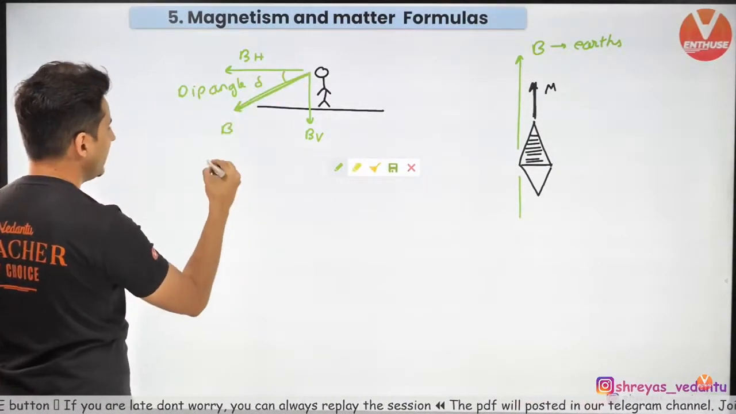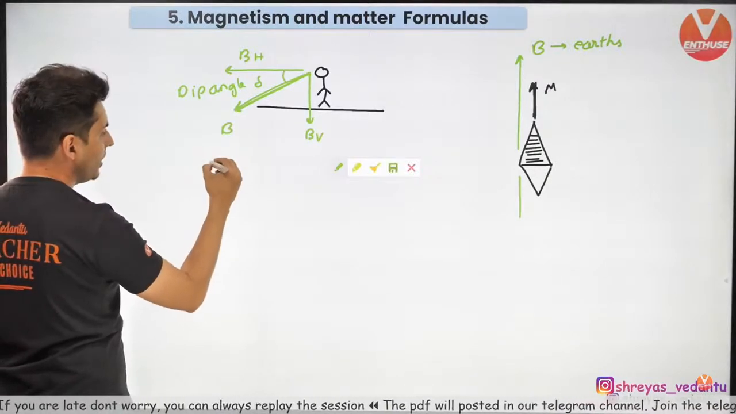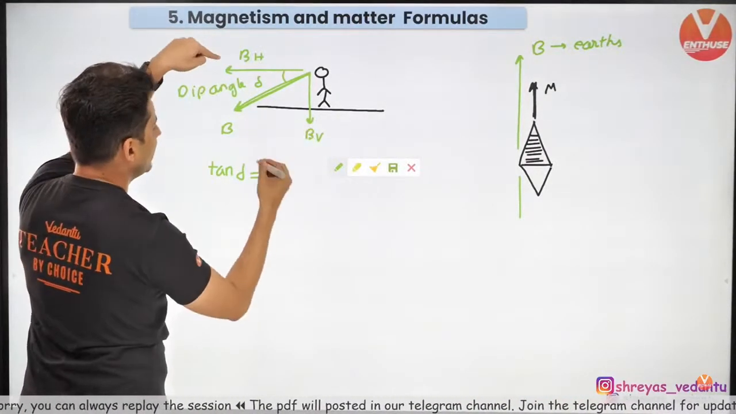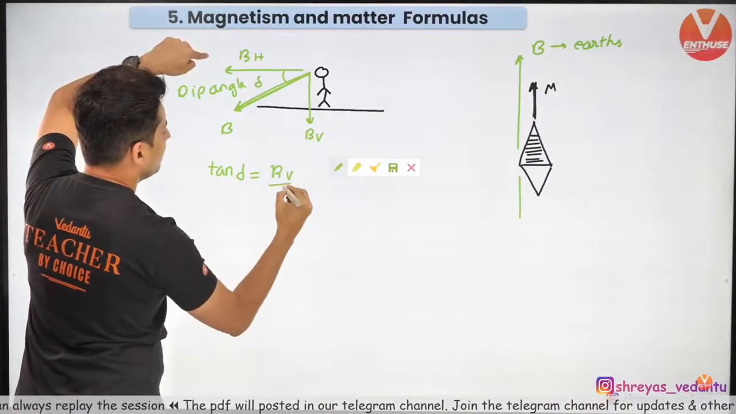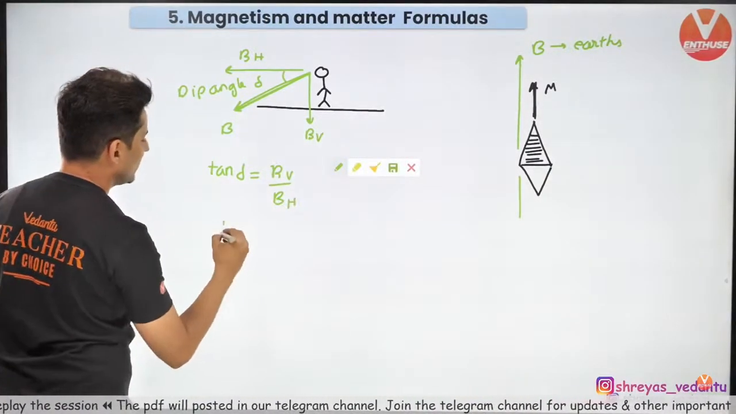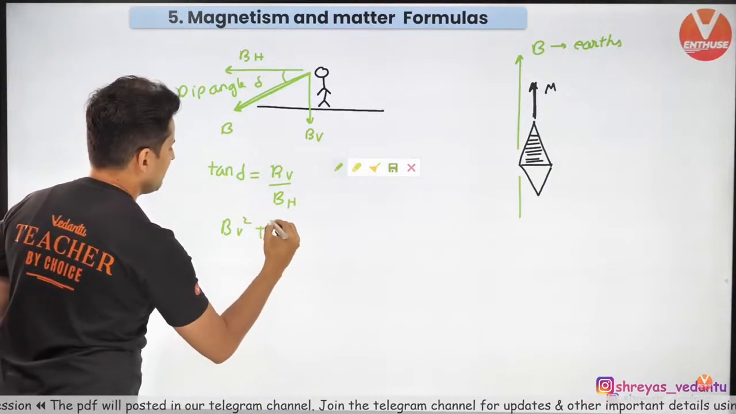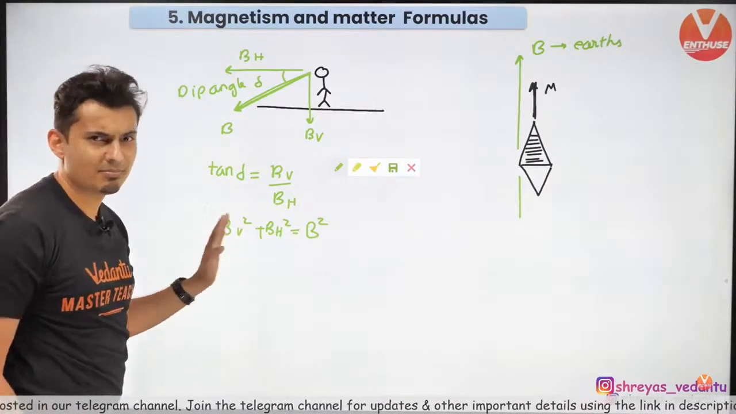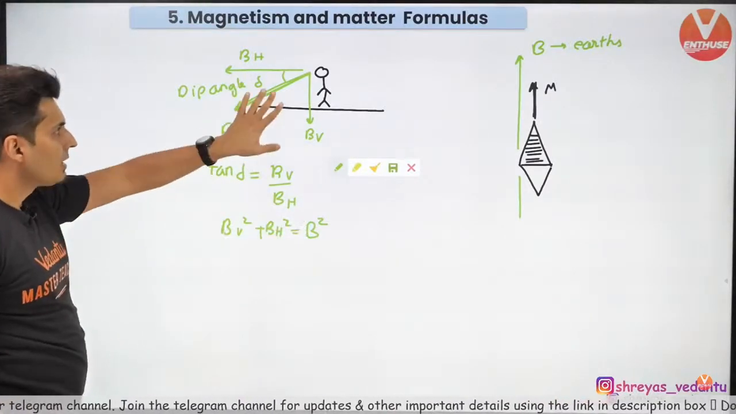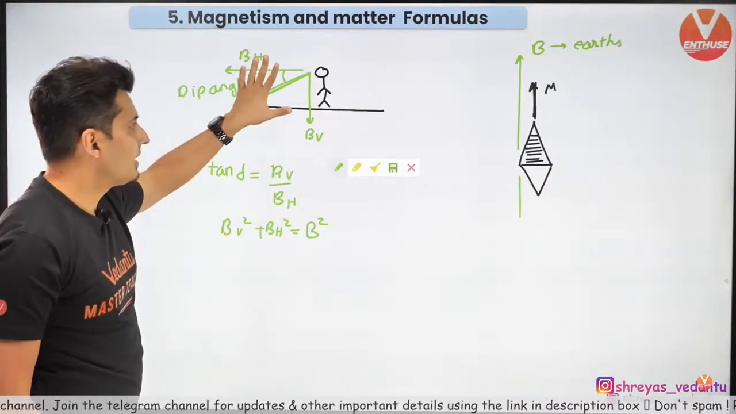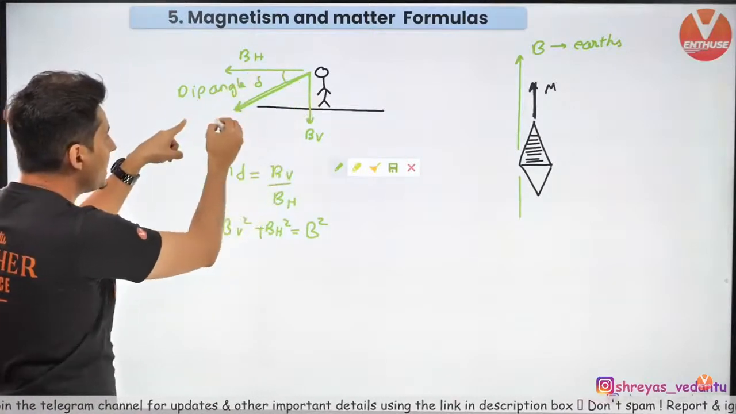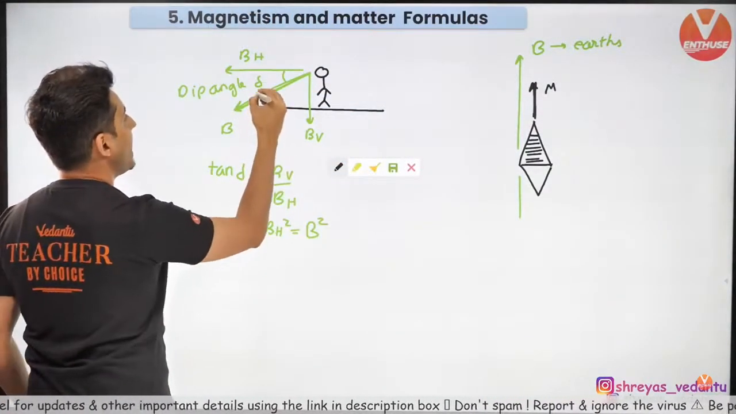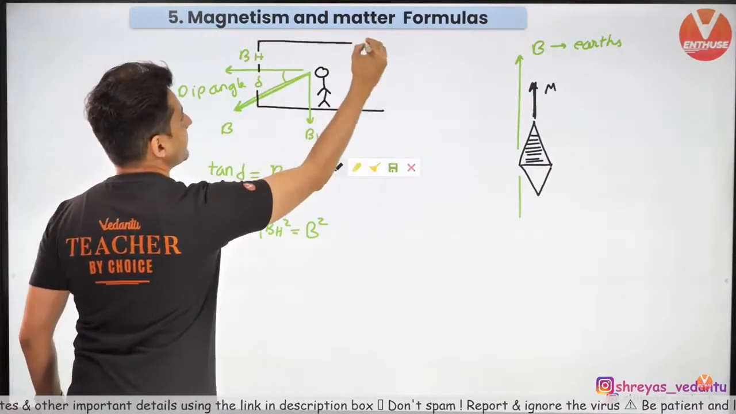Basically, tan of delta will be vertical over horizontal, which is BV by BH. Also, BV square plus BH square is B square. Standard, standard vectors. Now, understand this B is in a plane called the magnetic meridian.